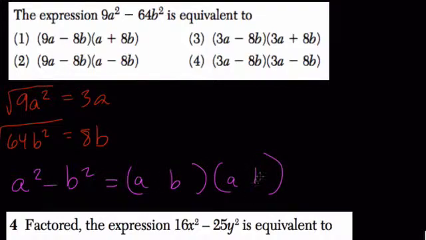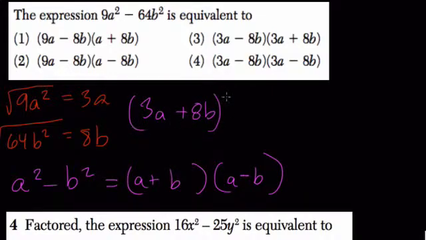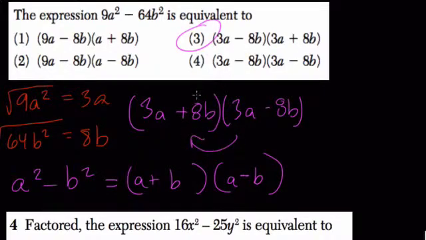Put them in parentheses, and then add one pair of square roots and subtract the other. So here we have 3a plus 8b, right, times 3a minus 8b. This is called a difference of squares problem, and the answer I pick is choice 3. And they can appear in either order because multiplication is commutative, so we can have this parentheses first or this one. It doesn't matter.